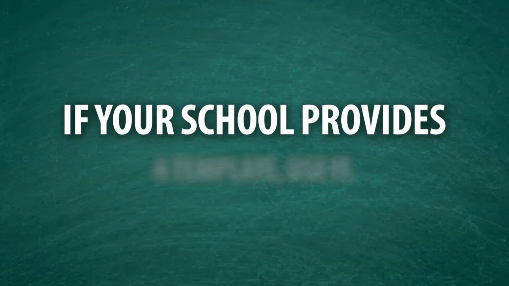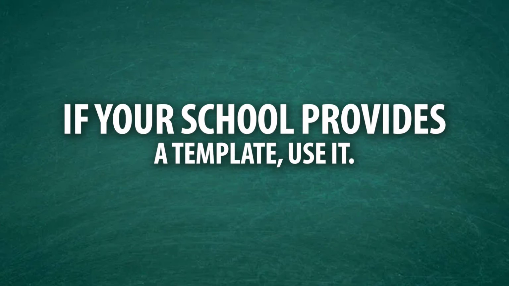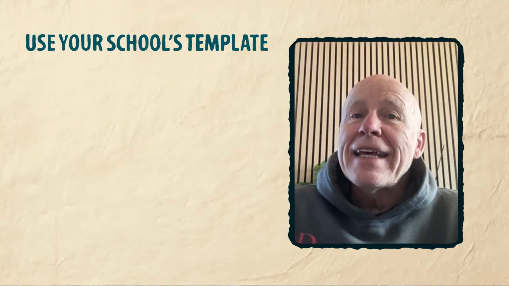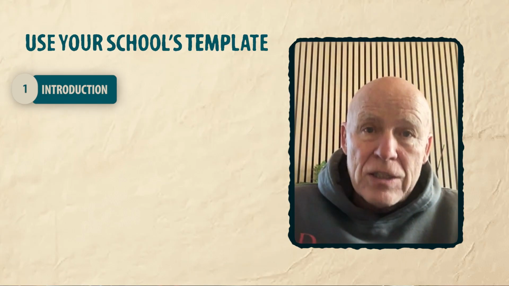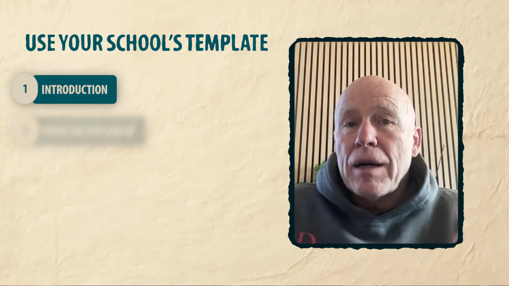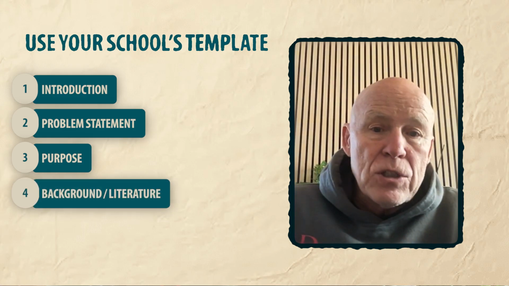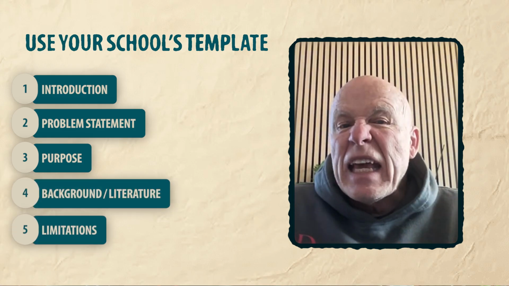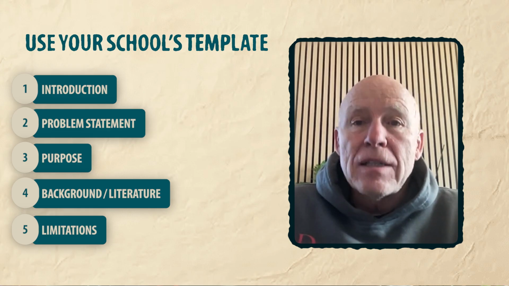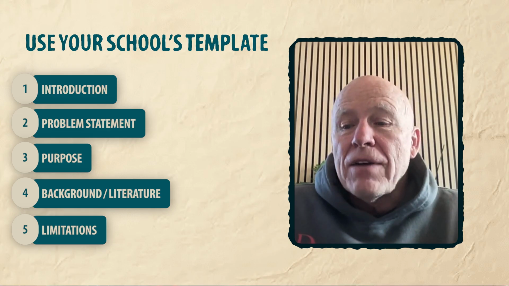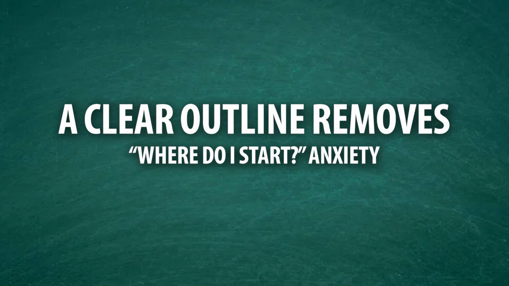If you are at a school that provides a template for what they want in their dissertation, this can be extremely helpful because it will give you headings, like chapter one is your introduction. We need an introduction. We need the problem statement, the purpose, maybe the background of the literature, maybe a few other things in there, including limitations and delimitations, and it depends on the school. But having that outline can really eliminate a lot of uncertainty about where to start, and it's something you want to pay close attention to.